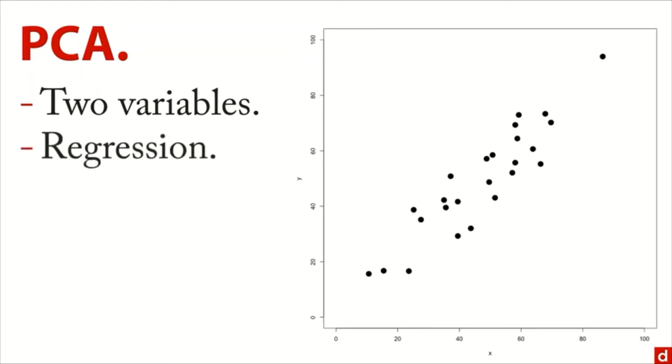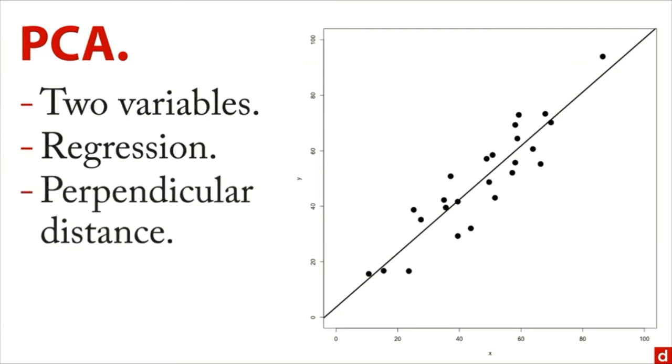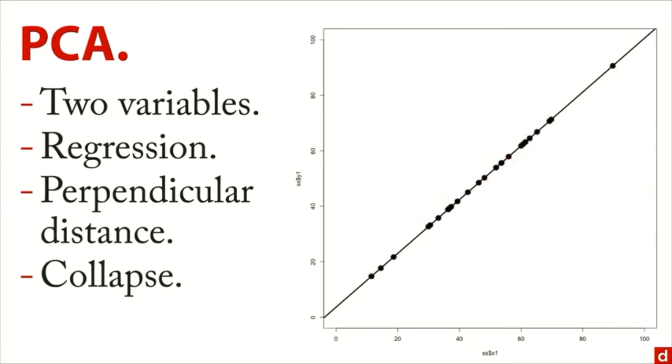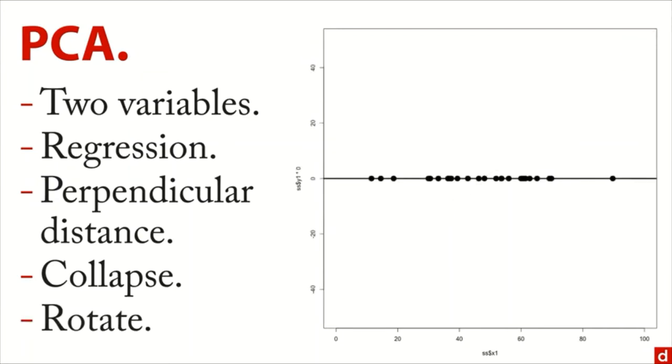Well, what we're going to do is draw a regression line through the data set, and it's there at about 45 degrees. And then we're going to measure the perpendicular distance of each data point to the regression line. Now, not the vertical distance. That's what we would do if we were looking for regression residuals, but the perpendicular distance. And that's what those red lines are. Then we're going to collapse the data by sliding each point down the red line to the regression line. And that's what we have there. And then finally, we have the option of rotating it, so it's not on the diagonal anymore, but it's flat. And that there is the PC, the principal component.